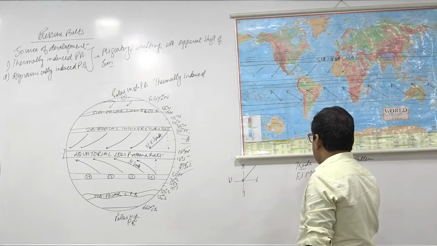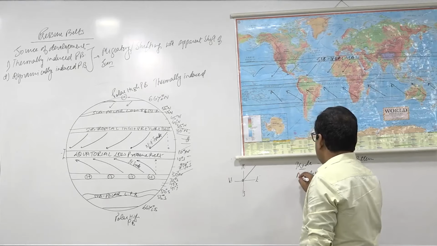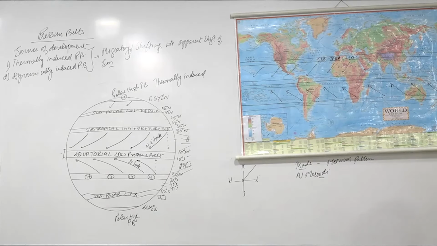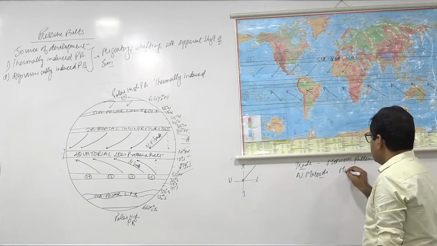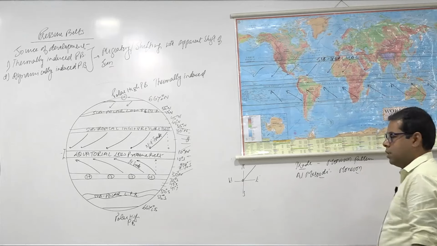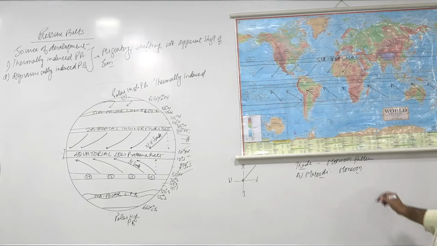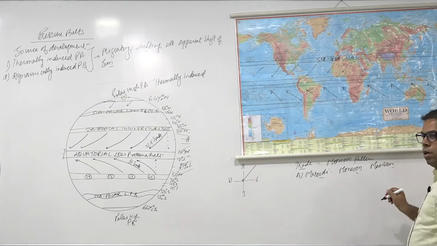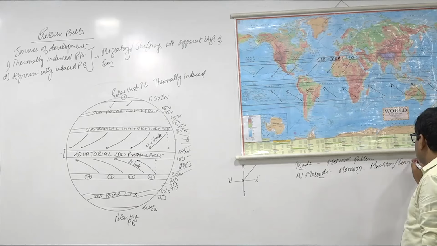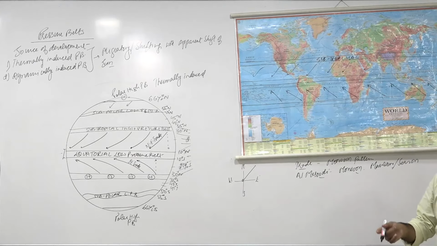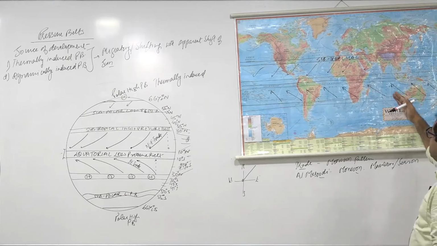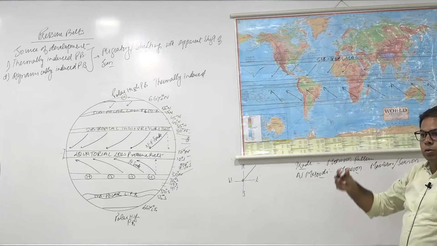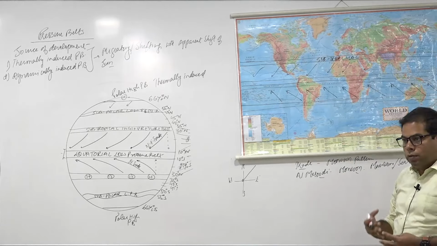Al-Masudi was an Arabian trader, an Arabian geographer, who coined the term monsoon, which means mausam, or season. So monsoon is nothing but the extension of the southeast trade towards India, and monsoon is a seasonal change in the pattern of the wind.